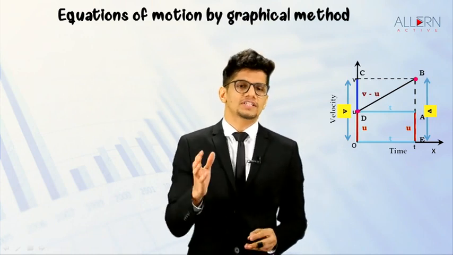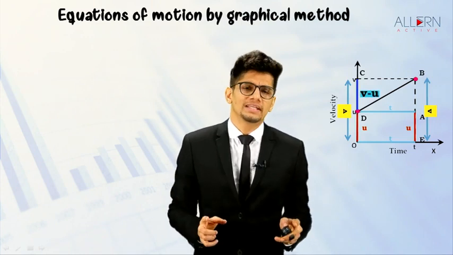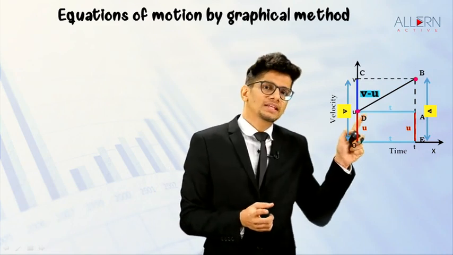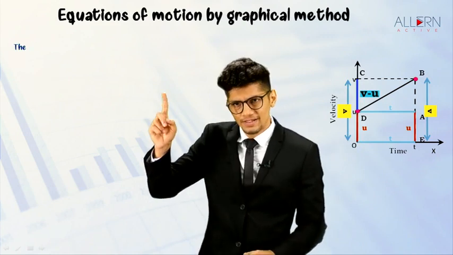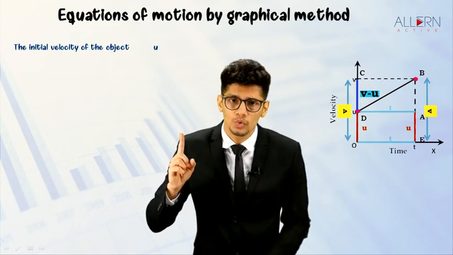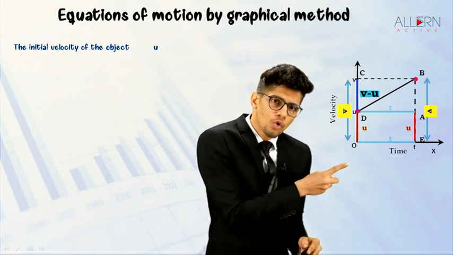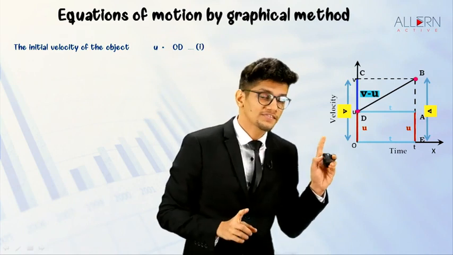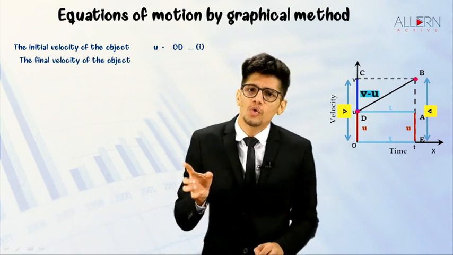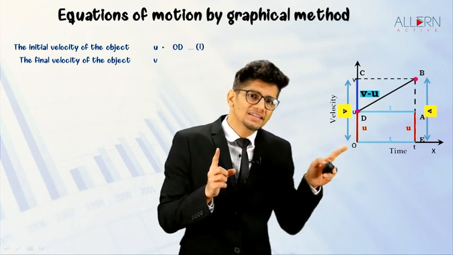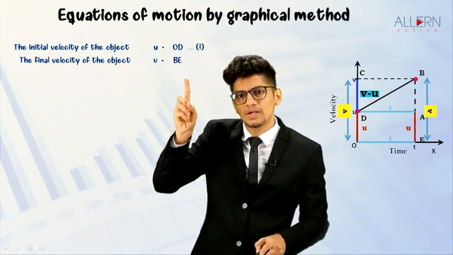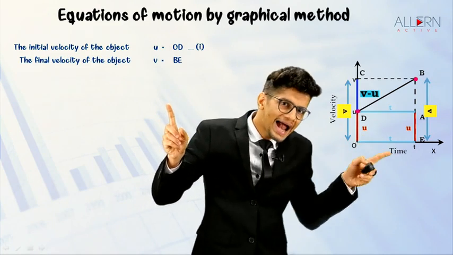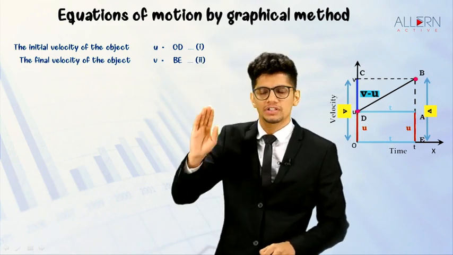Let us now derive the first equation of motion. We know that initial velocity is denoted by u, final velocity is v, and v minus u is nothing but change in velocity. Let's write down first. Initial velocity is denoted by u, but over here we have OD as u. So we write u is equal to OD, equation number 1. This is from the graph. Final velocity we know is v, and here you see it is nothing but OC. So we have v is equal to OC, which is also equal to BE, because OC and BE are the same. This is equation number 2.